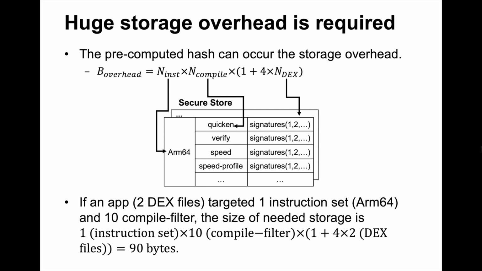If an app having two dex files wants to be installed on an ARM64 device, and the device only provides 10 compile filters, then the size of needed storage is at least 90 bytes. With this method, the integrity of the app cache file can be checked.